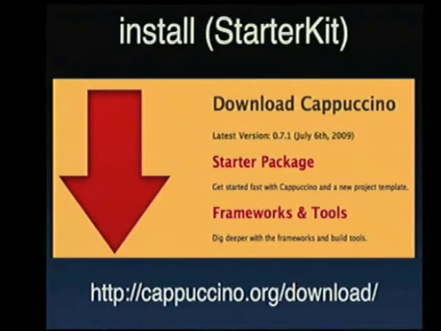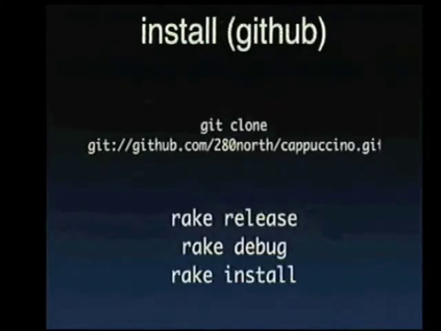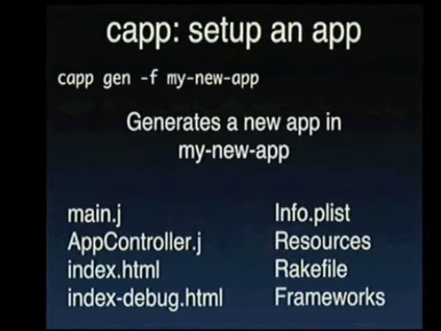It's really easy to install. You can just download a starter package and open an HTML file in your browser. Or you can get the code from GitHub, run 3 commands, and pretty much you'll be at the same place as if you installed the kit. If you want to generate an app, it's kind of Rails-esque. You just run capgen with your app name, and you get these 8 files. You open up index.html, and you've got your app.